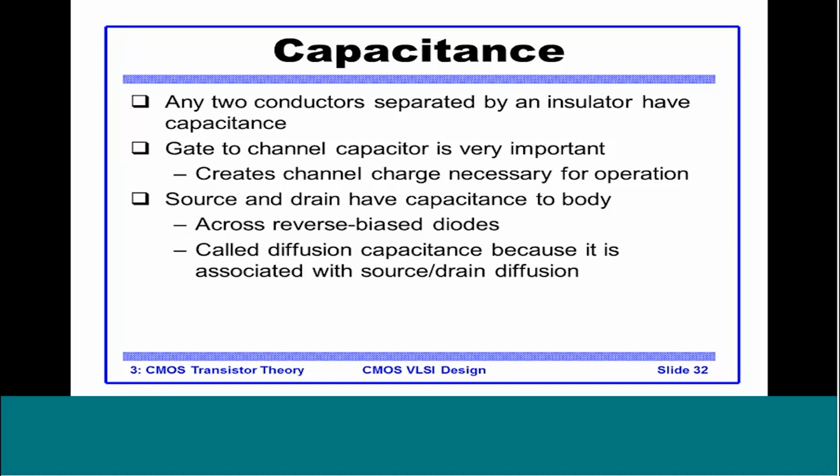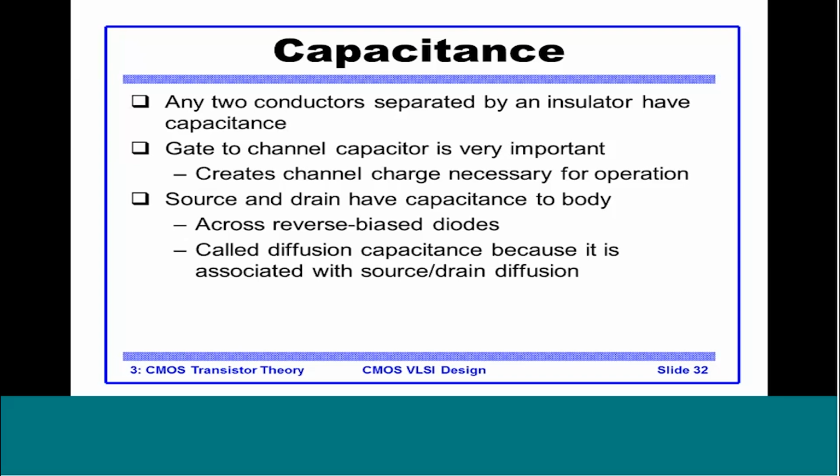So in practice, any two conductors that are separated by an insulator have capacitance. They will exhibit some amount of capacitance. In the case of a MOS transistor, the gate to channel capacitance is very important, because this is the thing that creates the channel charge, which is necessary for the operation of the MOS.